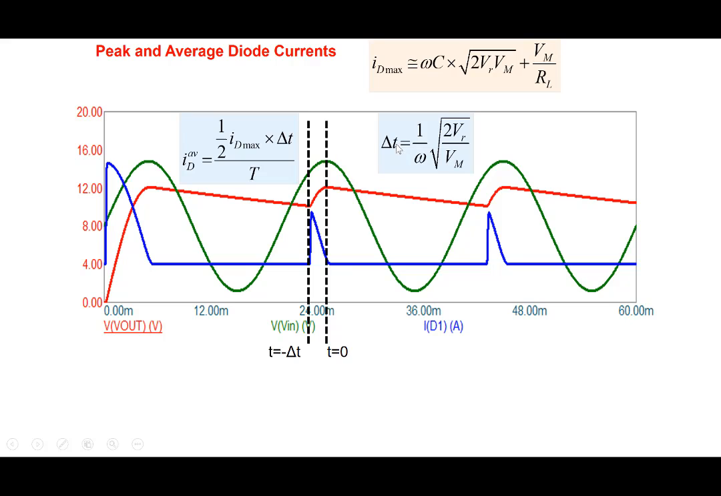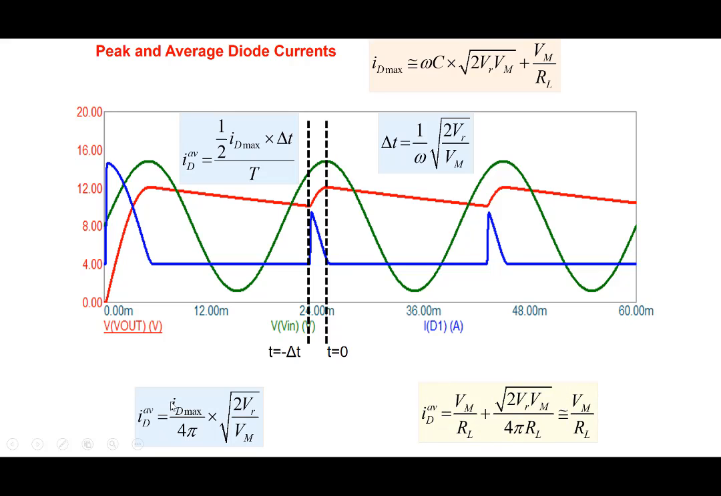And so we take our expressions for delta T and we calculate and we get ID average here, in terms of ID max. We have the expression for ID max we've already determined, so we plug it here and we get this final value. As I've been saying, if you plug in typical values, you'll find that the first term is dominant, and ID average is nothing but equal to Vm by RL. You will find that the other term is much smaller than the first term here.